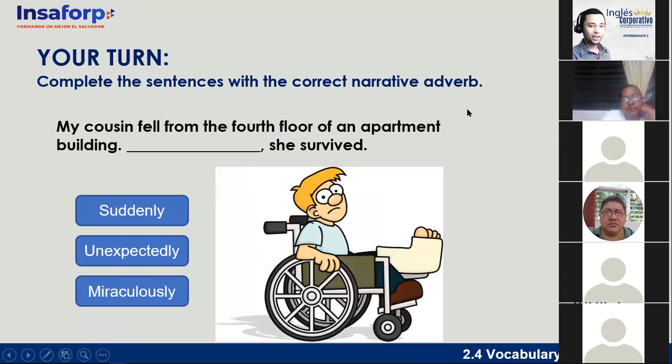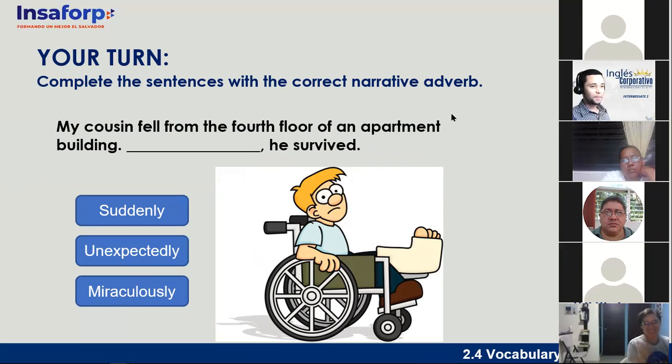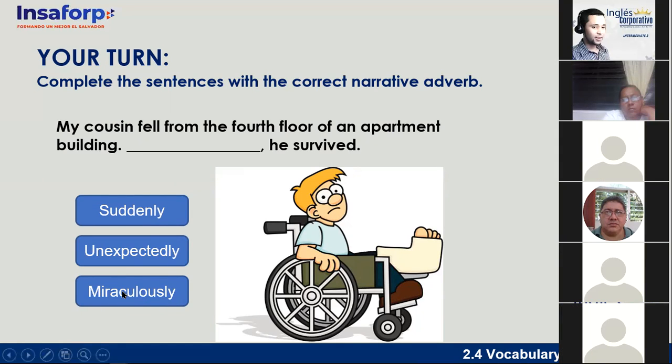Let's continue. What's next? My cousin fell from the fourth floor of an apartment building. Suddenly, unexpectedly, or miraculously, he survived. Zulma. And then Kimberly goes for the next one. Miraculously. Okay, let's see. Miraculously, he survived. Let's see. That is correct. Very good. My cousin fell from the fourth floor of an apartment building. Miraculously, he survived. Wow. Okay.